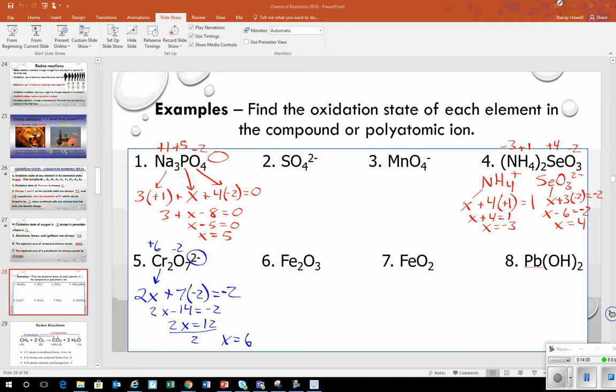Getting it? What do you need help with? So you got the x. Yeah, oxygen's always -2, so you're going to go plus 4 times -2. Okay. And since it has a charge, it will equal -2. All right.